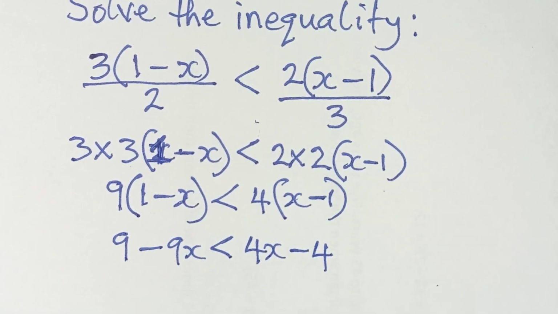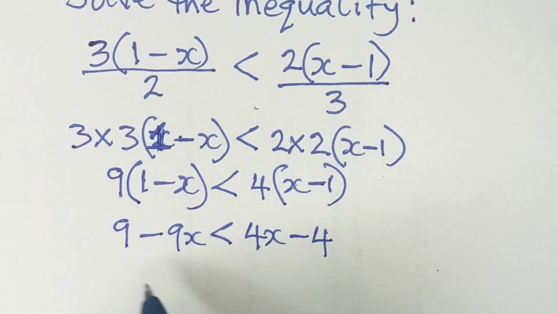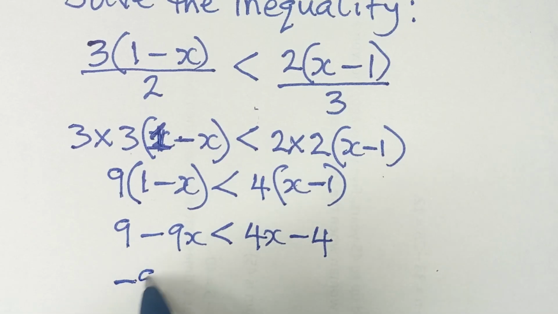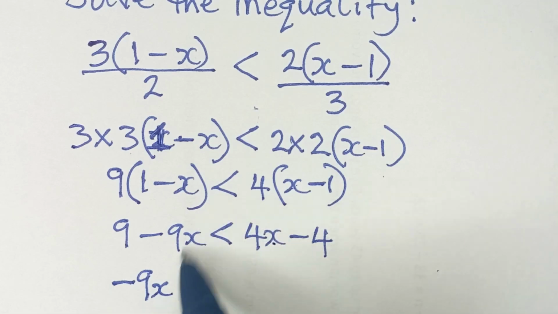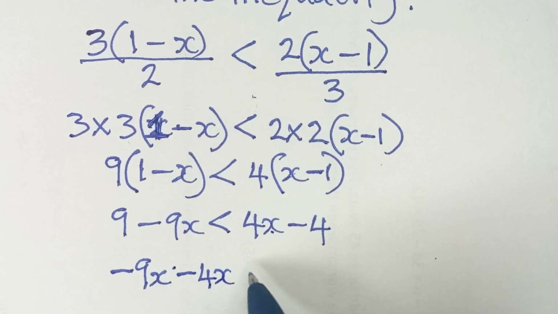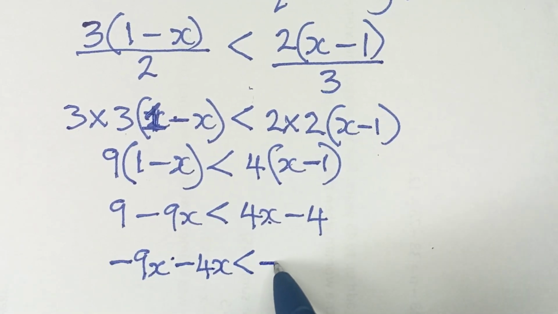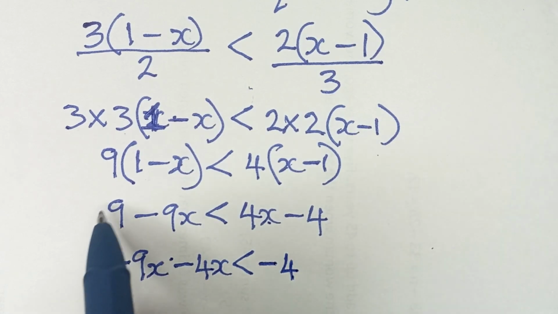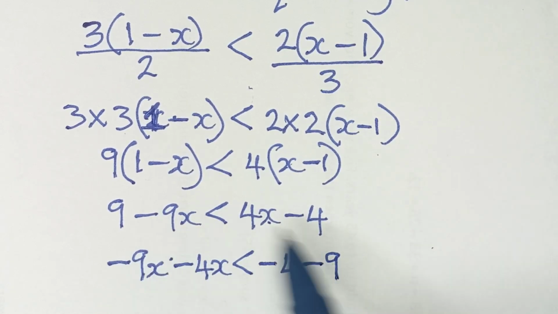So now we can collect like terms. Let's collect the terms in x on the left hand side. So this is negative 9x, which I'll still write as negative 9x because it is still on the left hand side. And then this is positive 4x. When it crosses to the left hand side, it becomes negative 4x. And then it's less than, this is negative 4 already on the left hand side, so I'm writing it still as negative 4. And then this is positive 9. Coming to this side, it becomes negative 9. So you can see that when the values are changing sides, their signs also change.